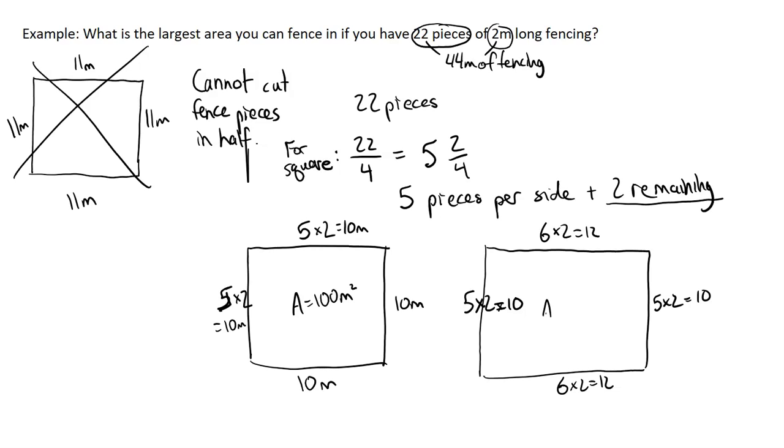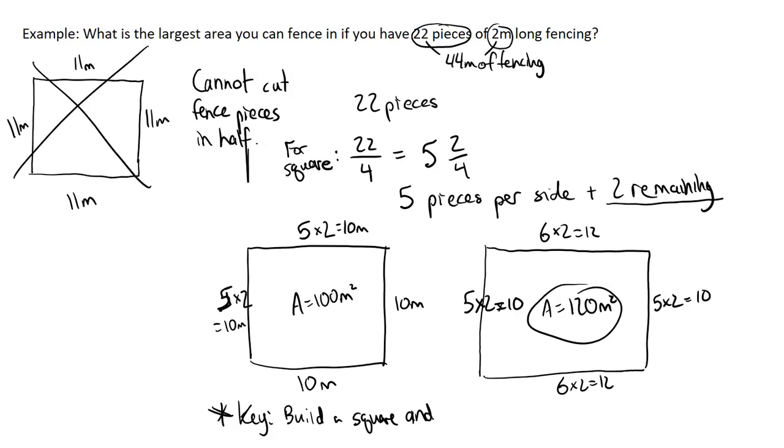And so that gives us an area of 10 by 12, which is 120 meters squared. This is the largest area. So the key is to build a square and add the remaining pieces on 2 opposite sides. That's the key strategy for a question like that. And that would be excellent.